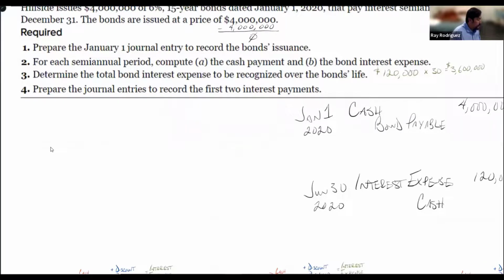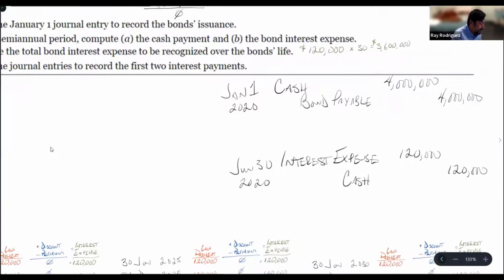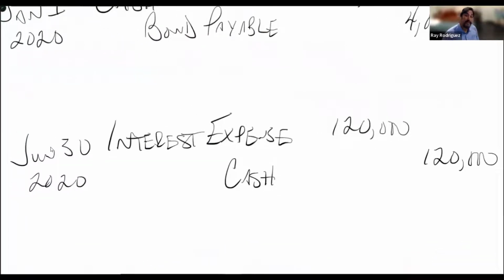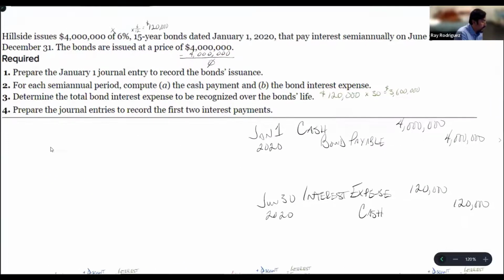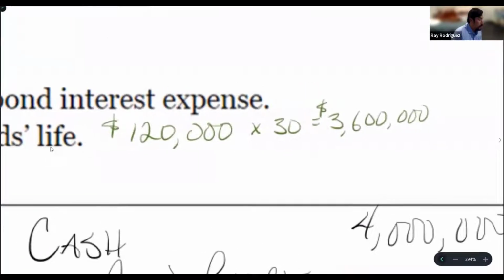3, what is the total bond interest expense to be recognized over the bond's life? So it's $120,000. We just showed that right here. The interest expense is $120,000 for every payment. We need to figure out how many payments. It's a 15-year bond paid twice a year. So 30 payments. $120,000 times 30. The total interest expense is $3.6 million.